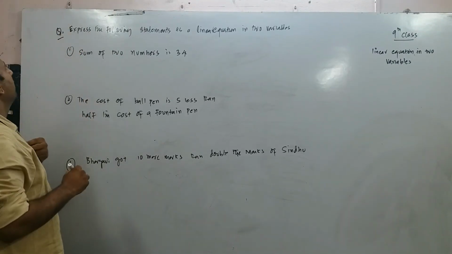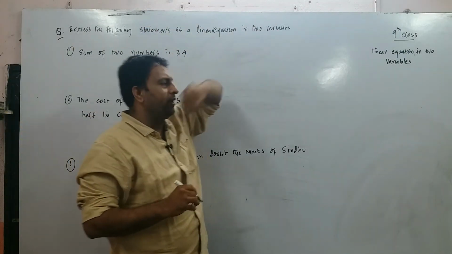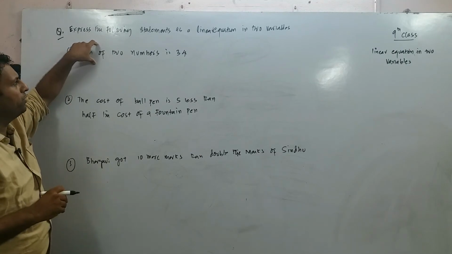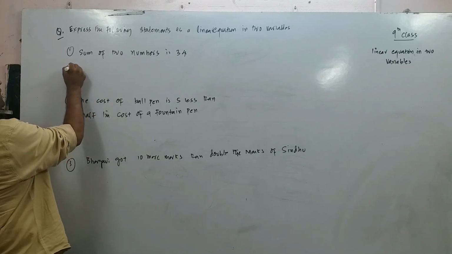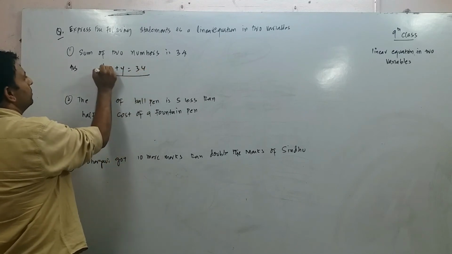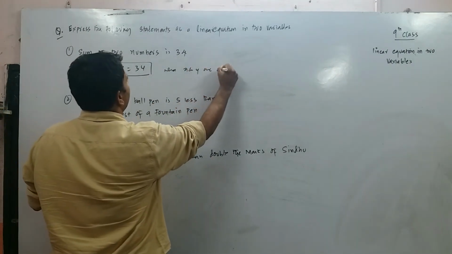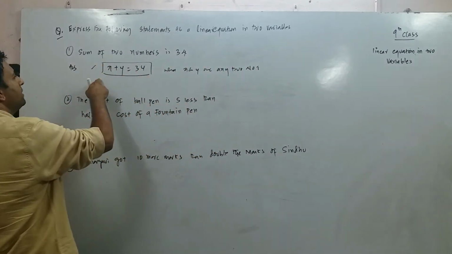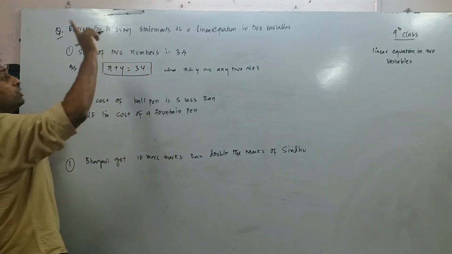Yes, children. Express the following statements as linear equations in two variables. Let us take a simple problem. The sum of two numbers is 34. So, straight away the answer is x plus y is equal to 34, where x and y are any two numbers. Alright. So, I have expressed the sum of two numbers is 34 as a linear equation in two variables.